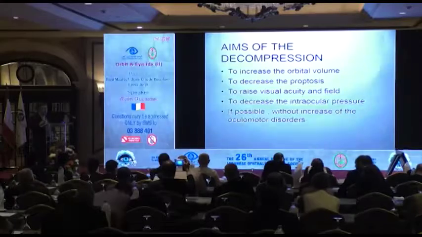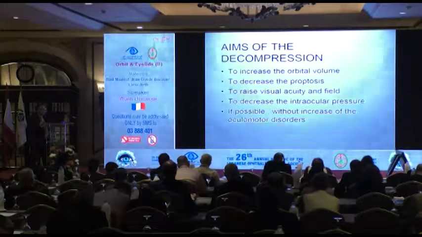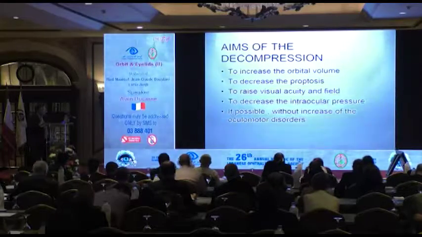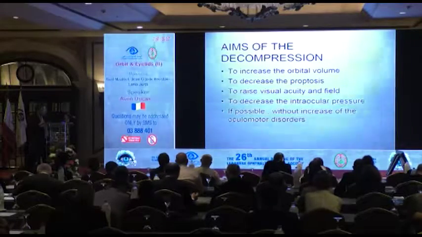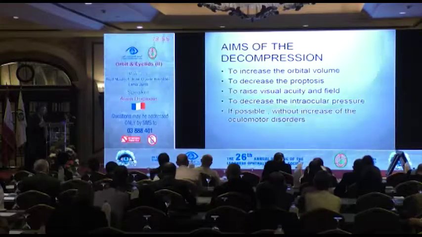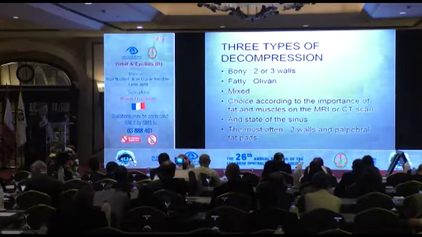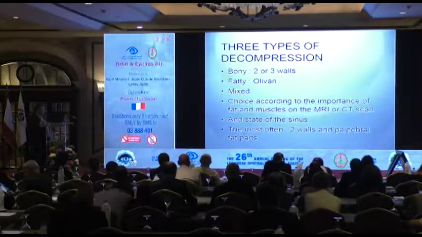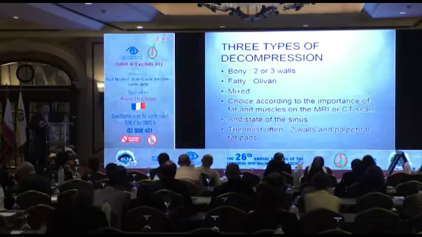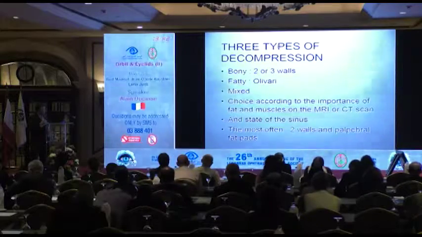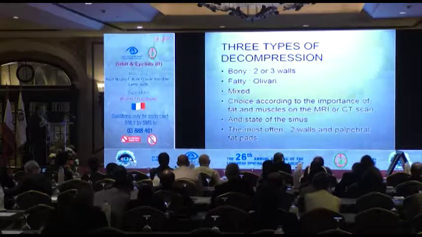What are the aims of the decompression? The aims are varied: to increase the orbital volume, to decrease the proptosis, to raise visual acuity and field, to decrease the intraocular pressure, and if possible without increase of the oculomotor disorder. There are three types of decompression: a bony decompression, 2 or 3 walls; a fatty decompression, the Olivari operation; and a mixed decompression with fat and bone removed.